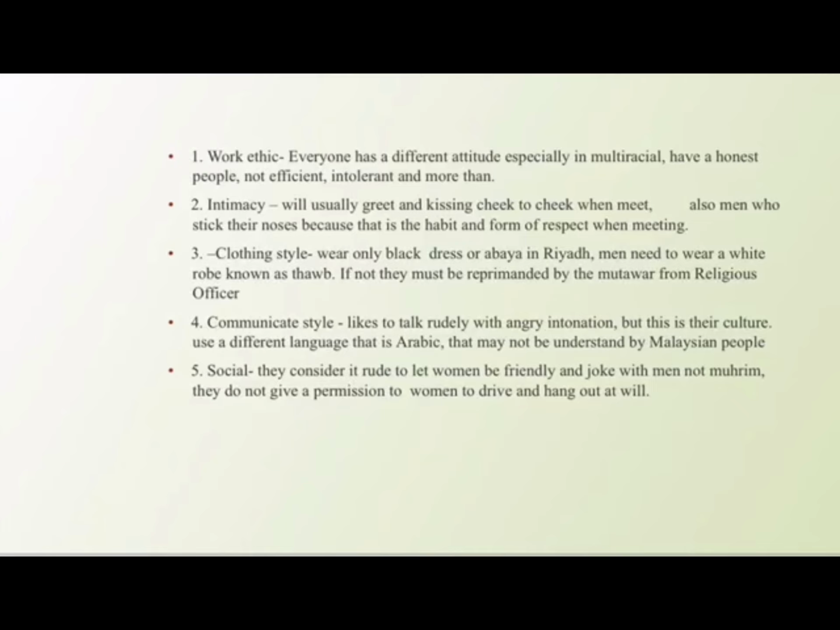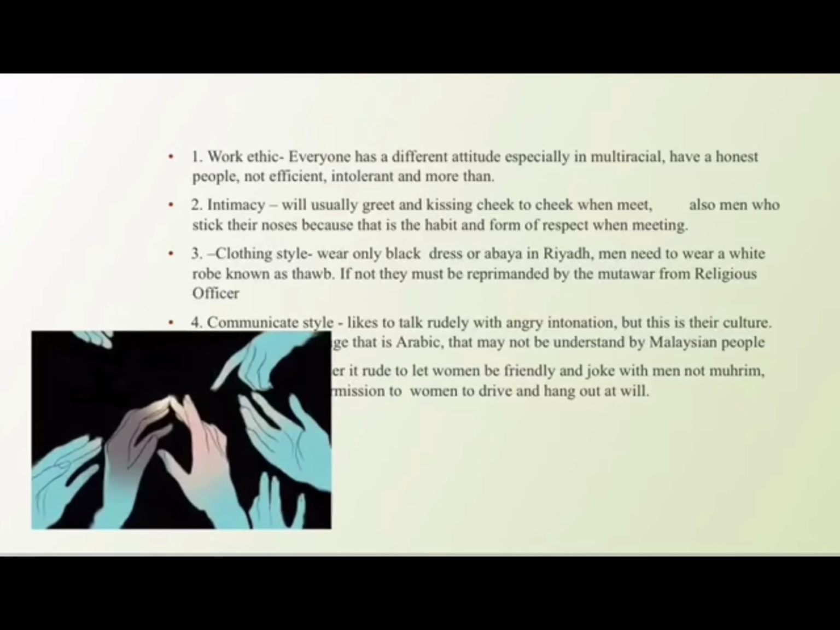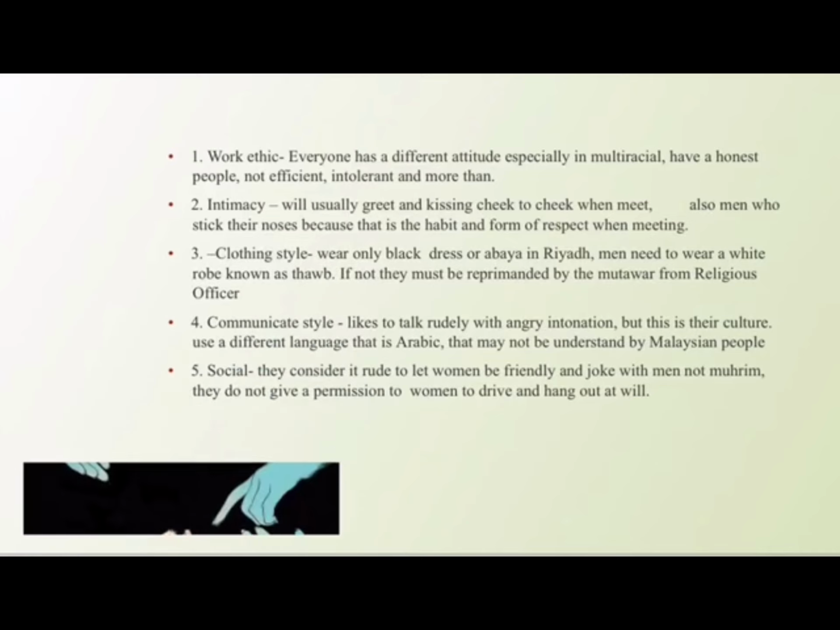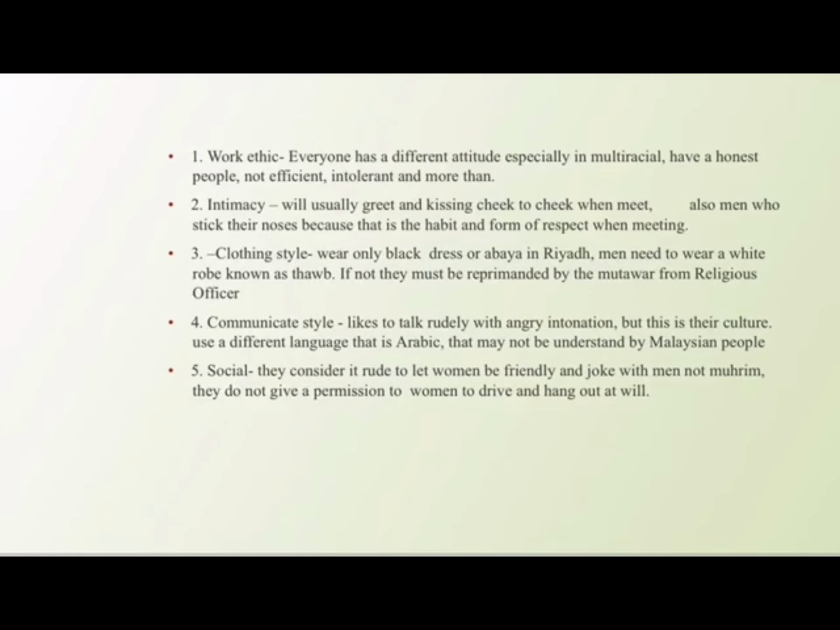And I continue my presentation with point number 2. Point number 2 is intimacy. The people of Saudi Arabia are friendly, and the way they greet each other is very strange, because between man and man, we usually greet by kissing cheek to cheek when we meet. There are also men who touch noses, because it is a habit and a form of respect when they meet.